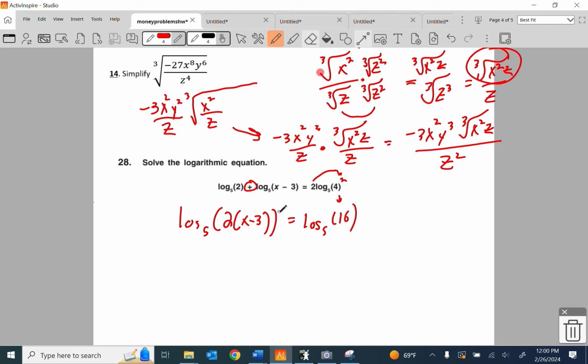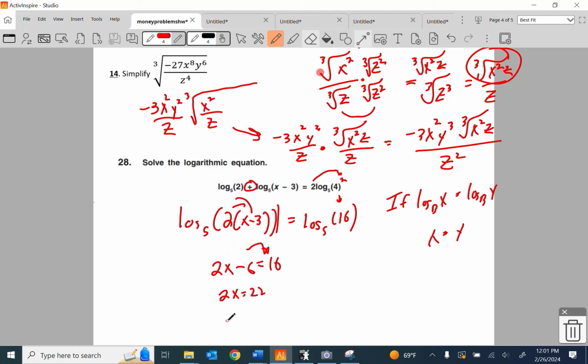Now, I have a property that says if log base b of x equals log base b of y, x equals y. So this stuff right here, which is 2x minus 6, must equal 16. I add 6, 2x is 22, I divide by 2, and x is 11. Easy peasy, Japanesey, even for somebody who's tired as I am.